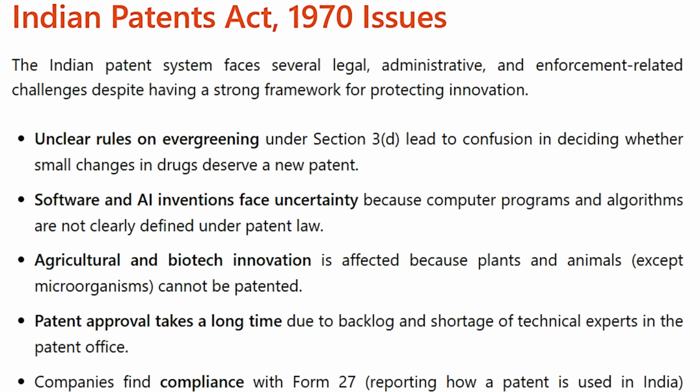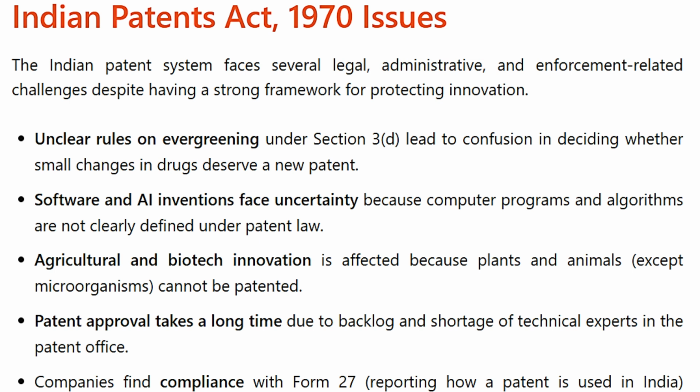Indian Patents Act, 1970 issues. The Indian patent system faces several legal, administrative, and enforcement-related challenges despite having a strong framework for protecting innovation. Unclear rules on evergreening under Section 3(d) lead to confusion in deciding whether small changes in drugs deserve a new patent. Software and AI inventions face uncertainty because computer programs and algorithms are not clearly defined under patent law.